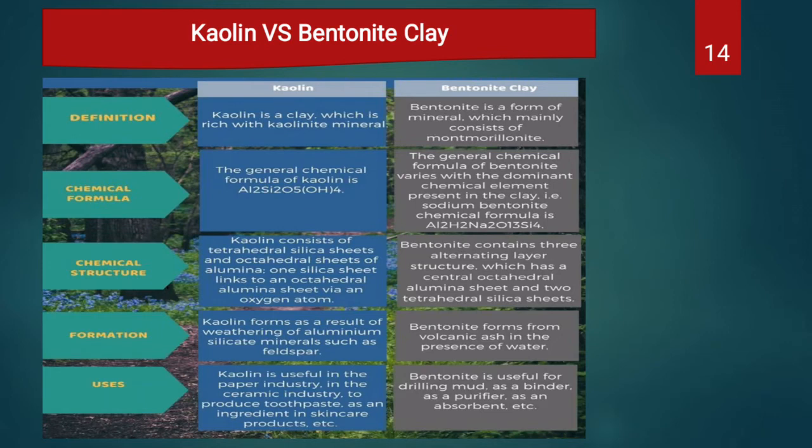Kaolin forms as a result of weathering of aluminum silicate minerals such as feldspar. Bentonite forms from volcanic ash in the presence of water. Uses: Kaolin is useful in the paper industry, in the ceramic industry, to produce toothpaste, and as an ingredient in skincare products. Whereas bentonite is useful for drilling mud, as a binder, as a purifier, as an adsorbent, etc.